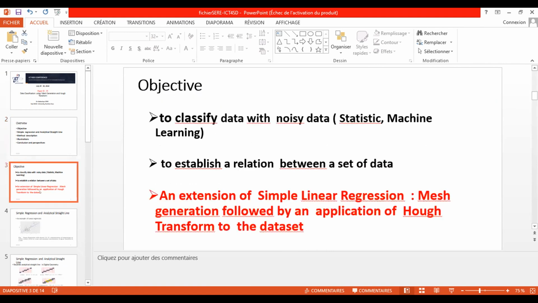The objective of this work is to classify noisy data that can be used in statistics or in machine learning, and that consists of establishing a relation between a set of data. That means we try to propose an estimation of simple linear regression based on mesh generation, followed by an application of the Hough transform to the data set.